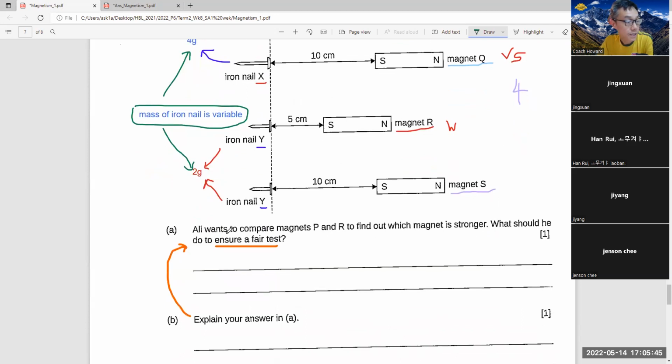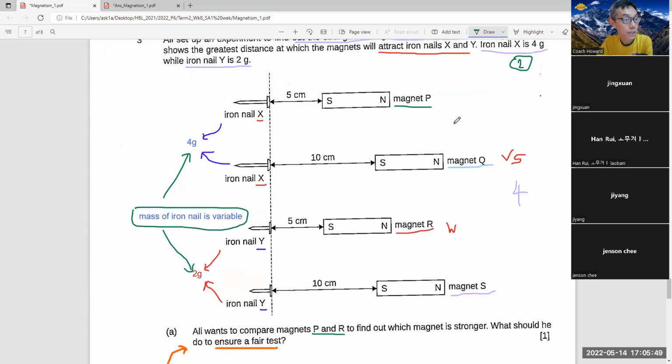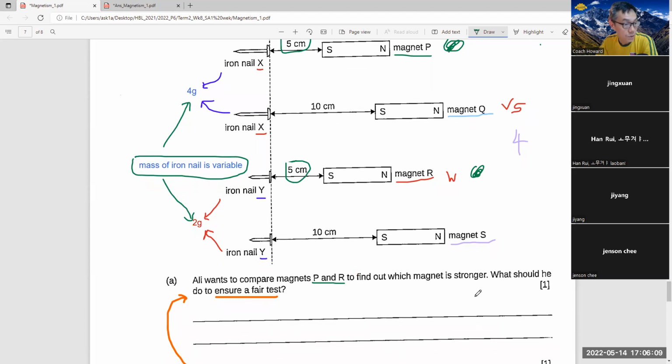So that's why they say Ali wants to compare the magnets P and R. So look here, this is P, so this part, and R. Notice both are at 5 centimeters, but the magnet itself is only one variable, and the second variable is the mass of the iron nail. So they ask you, what should he do? And this is a 1 mark question, so it's quite easy.